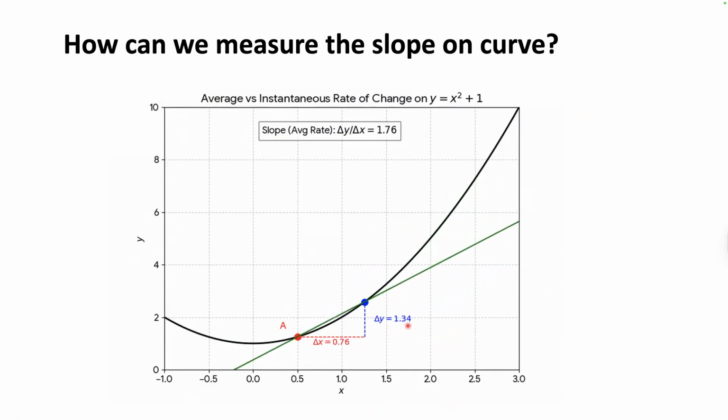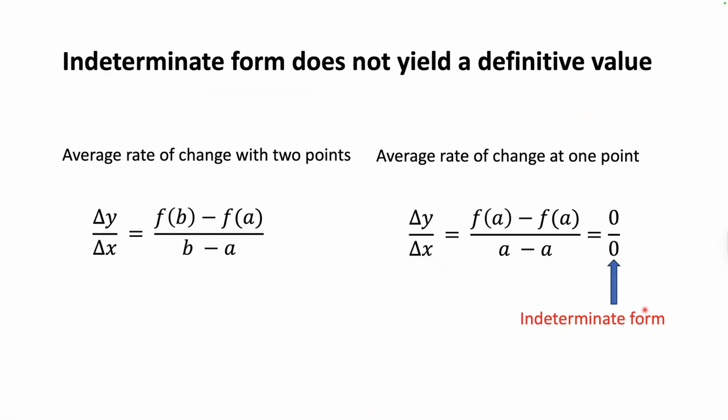However, we can see that delta y and delta x are close to 0. Therefore, we have a big problem finding the slope at a single point, because the same point and coordinate can have different meanings. For f(a) minus f(a) over a minus a, we get a 0 over 0 form. This is called an indeterminate form in math.